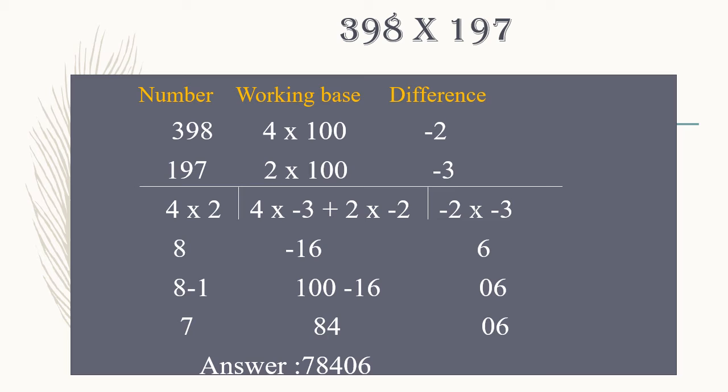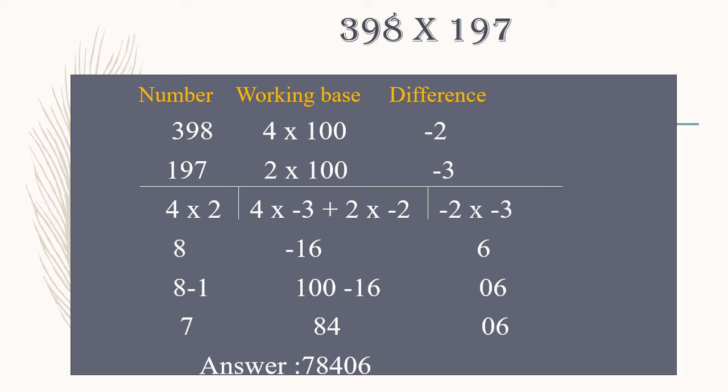Okay, now our result will have three parts. The first part is obtained by multiplying the working base factors, that means 4 multiplied by 2, which is equal to 8. Now for the second part, we have to multiply 4, the factor of the first number, with the difference of the second number, and then multiply the factor of the second number with the difference of the first number. Then we add them together. And the result comes as minus 16. For the third part, we have to multiply minus 2 by minus 3, which is 6.